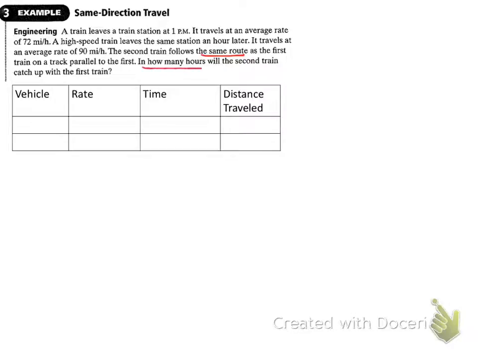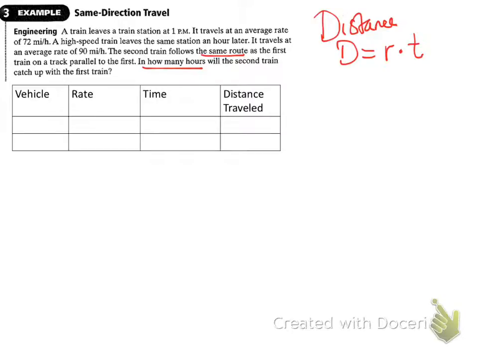In how many hours will the second train catch up with the first train? So what we've done here is we've set up a table that includes the important information. Anytime you have a problem like this, we call them distance problems. You're going to need the distance formula, which is distance equals rate times time.